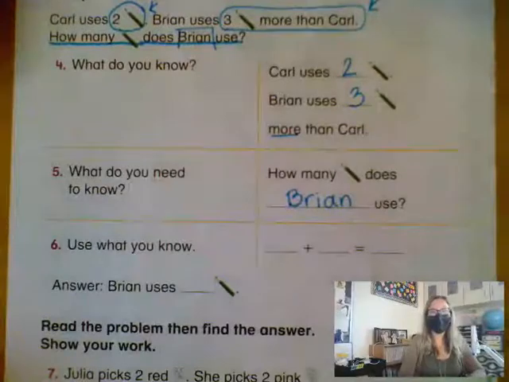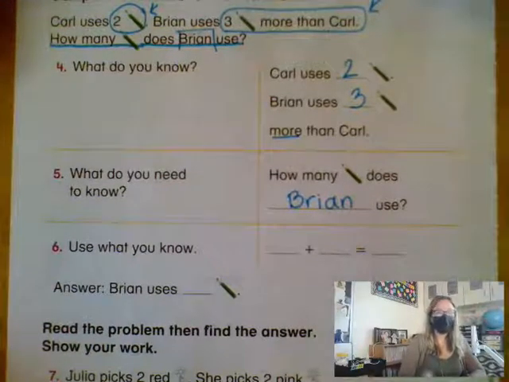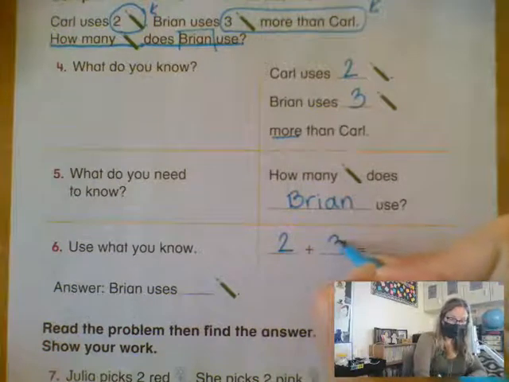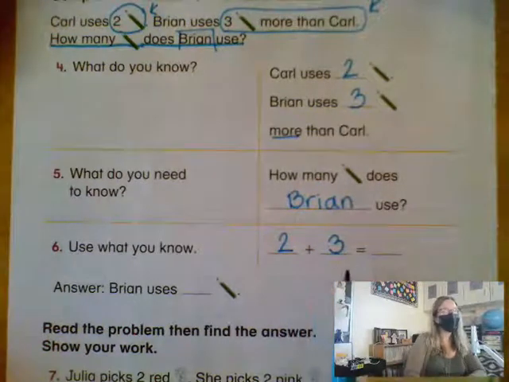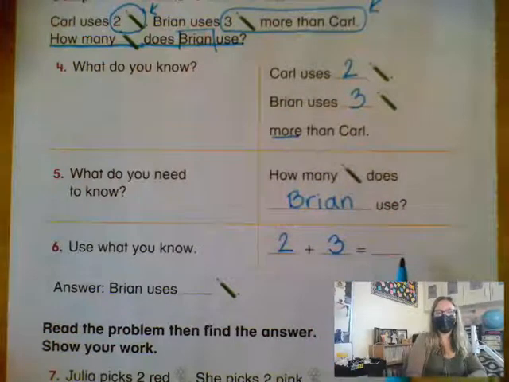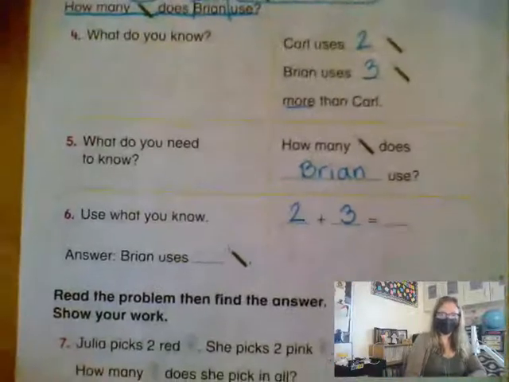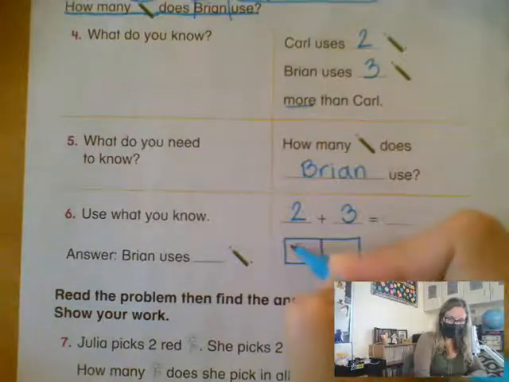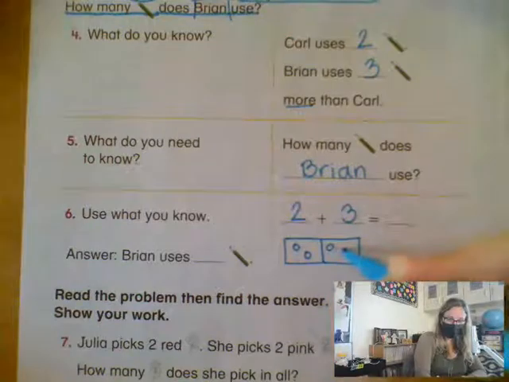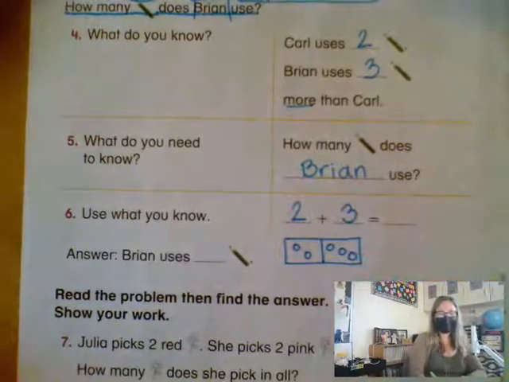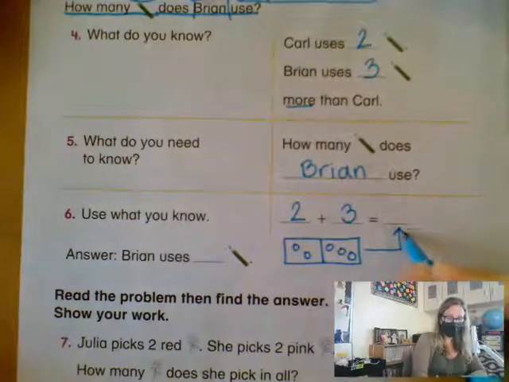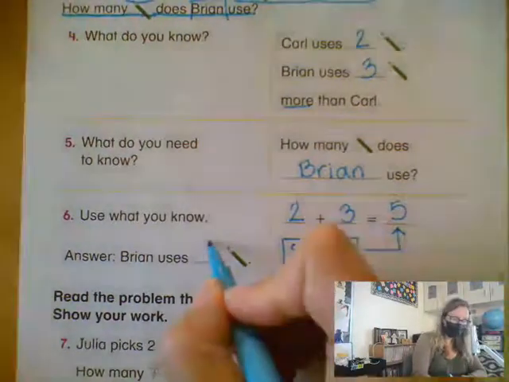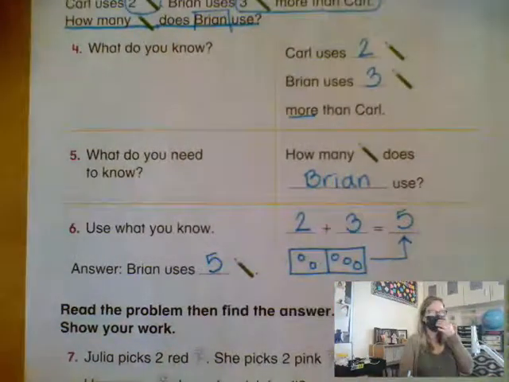And now let's use what we know. If Carl has 2 and Brian has 3 more than that, then 2 plus 3 should tell us what Brian has, right? So if I were to draw this out in 2 parts, 1, 2, and 1, 2, 3, how many does Brian have, Lillian? 5. Excellent. So Brian uses 5 colored pencils.